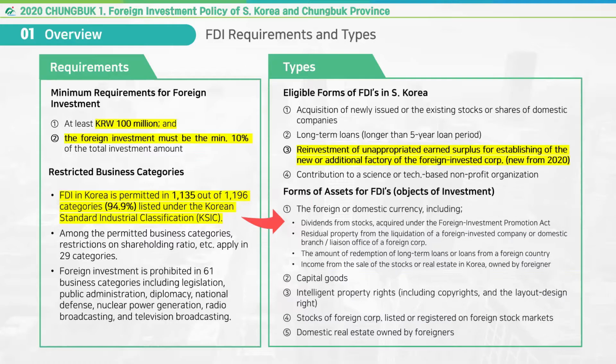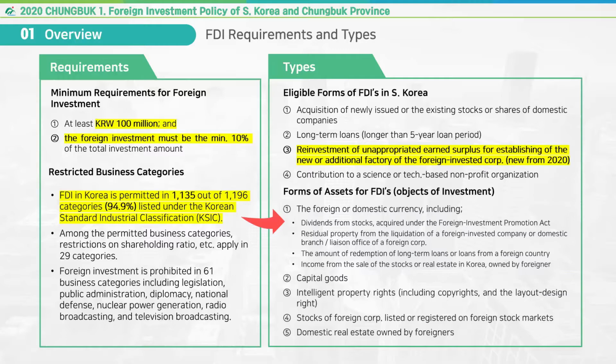There are four types of eligible FDI investment types that include: first, establishing a new Korean corporation or acquiring a stake in an existing Korean corporation. Second, investing in a long-term loan with a period of more than 5 years. Third is the newly added type, which is to reinvest in operating firms the appropriate earned surplus for establishing or expanding a factory. The last type is to participate in the establishment of a non-profit research and development organization.